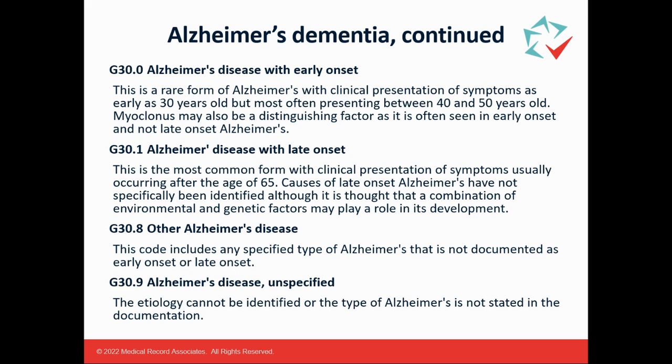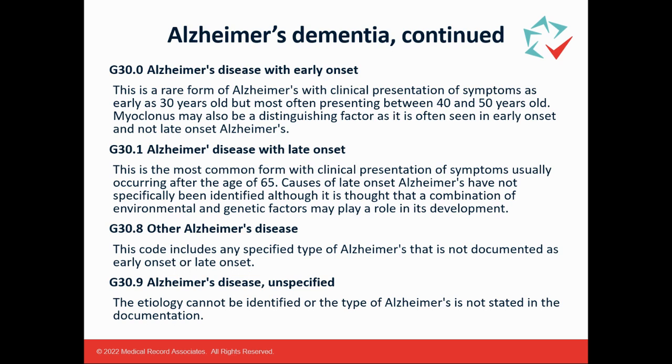So as you can see here, there are 4 codes for Alzheimer's. And they begin with G30.0, which is Alzheimer's with early onset. And this is for patients who present with symptoms as early as 30 years old, but it's often between the ages of 40 and 50. And myoclonus may be a distinguishing factor that is often seen in early onset. We also have G30.1, Alzheimer's with late onset. And this is the common form, which usually occurs after the age of 65.